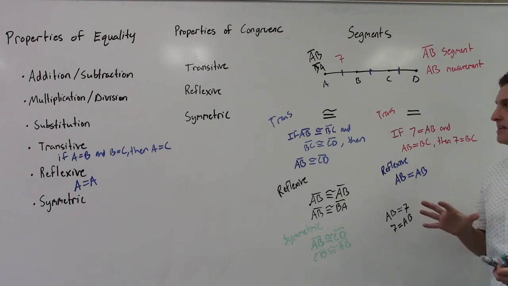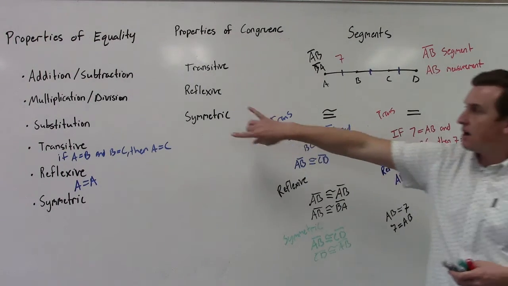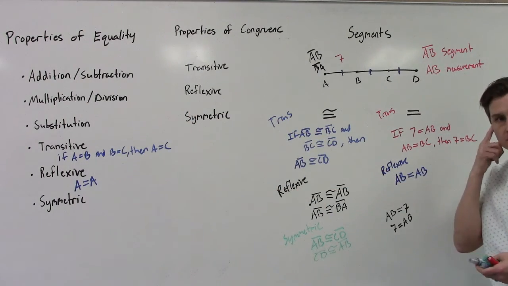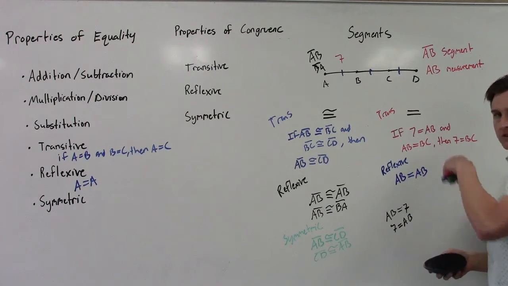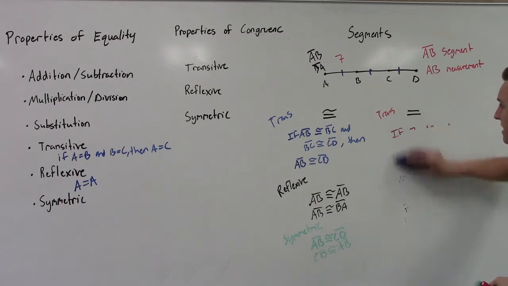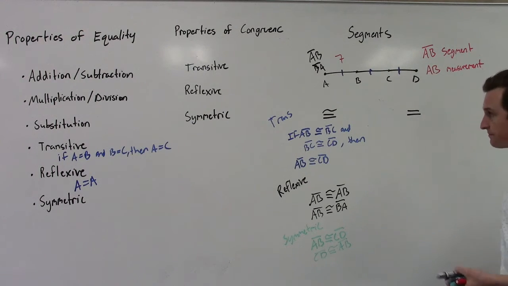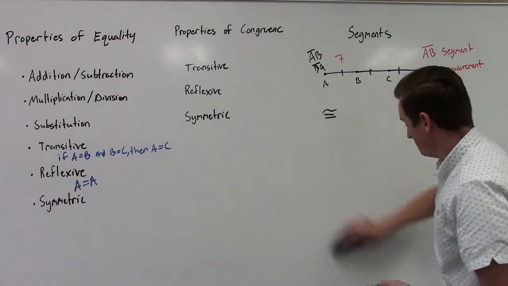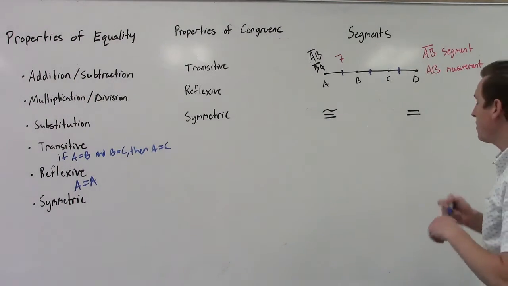The big deal is that there's more that we can do on this side, because remember, there are more properties of equality than there are properties of congruence. So let's go back and see what we can do over here on the equal side that we can't do on the congruence side. Let's get rid of this. All right, let's start with just something simple, the addition property of equality.